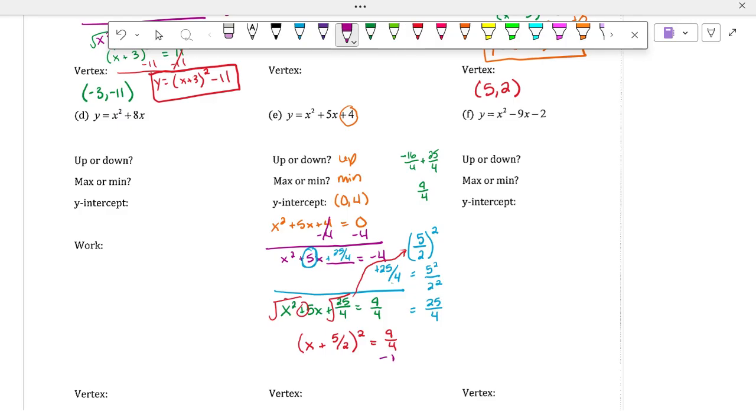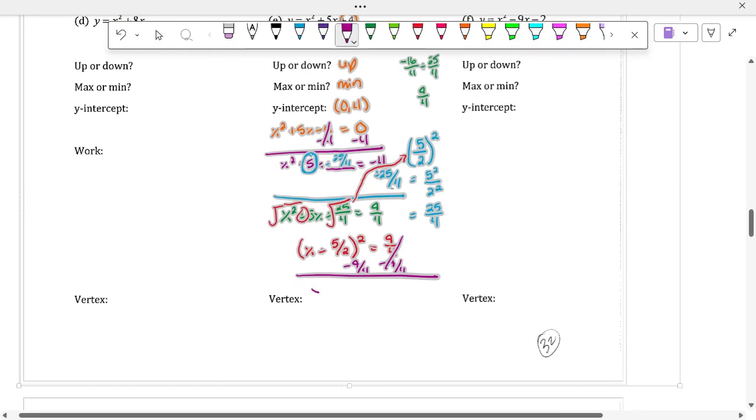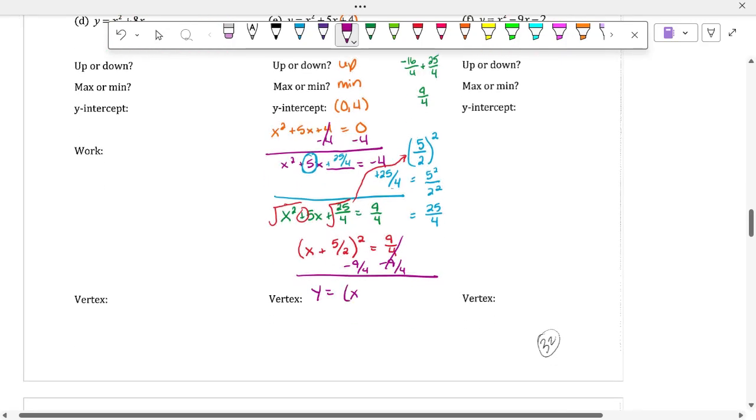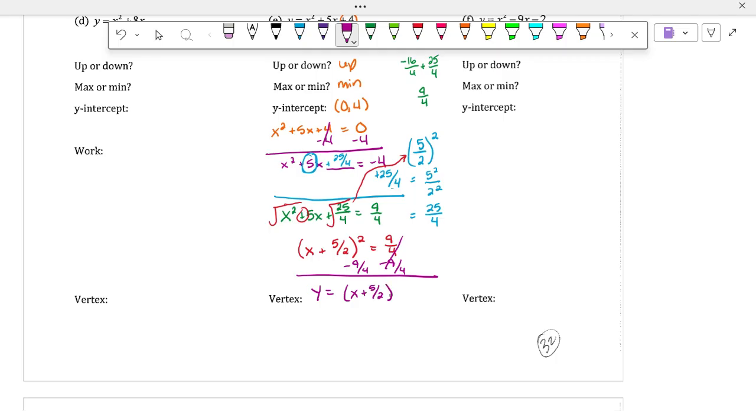Then I would subtract the 9/4 to the other side, set it equal to y, and I got my vertex form. So this would be y is equal to x plus 5/2 squared minus 9/4. So my vertex is at the point 5/2, negative 9/4. Now, could you have done decimals? Yes, but I want this to be kind of calculator inactive. So get into the habit of using your fractions.